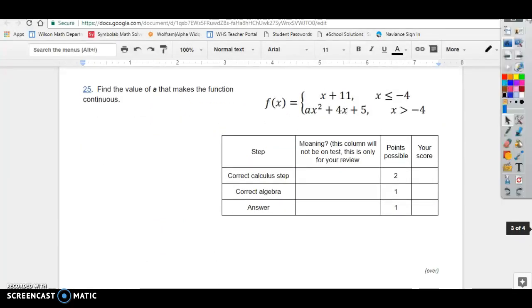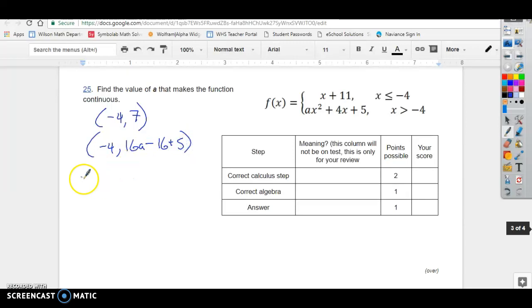Alrighty. Picking up down here, we're going to find the a value that makes this continuous. So let's see where we left off at negative 4 on the top equation. So if I put negative 4 in there, looks like I'm going to get 7. As far as the bottom equation, if I put negative 4 in there, negative 4 squared is 16, so we got 16a minus 16 plus 5.